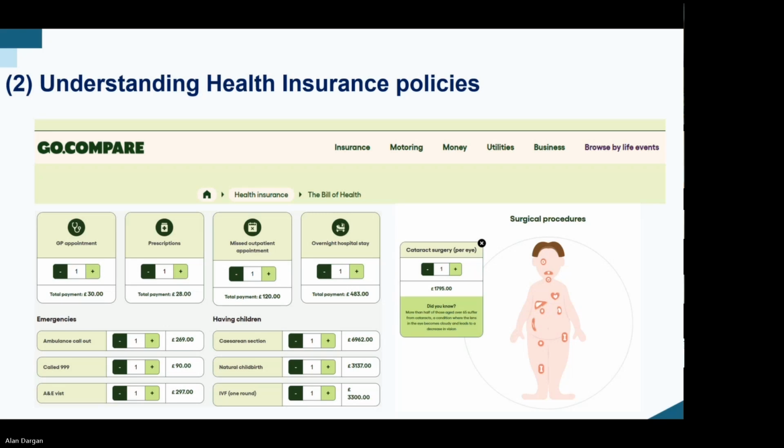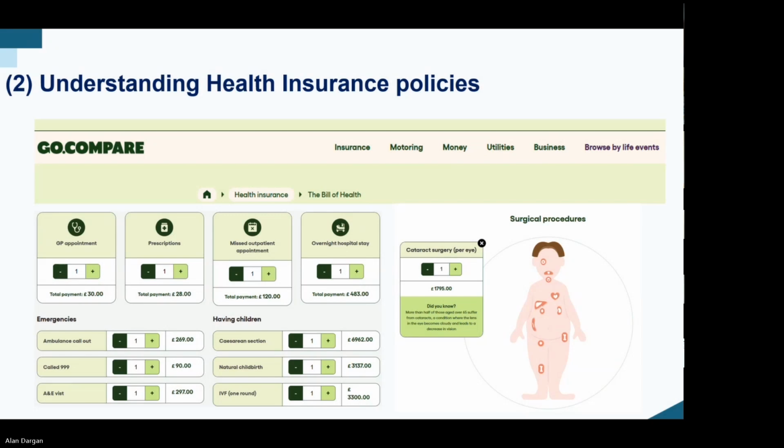On this slide, we have an example of an insurance provider, and it shows how much different surgical procedures or appointments might cost, to give someone an idea of what the costs could be covered in an annual insurance premium.